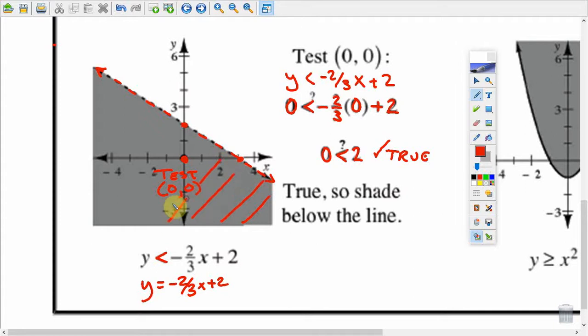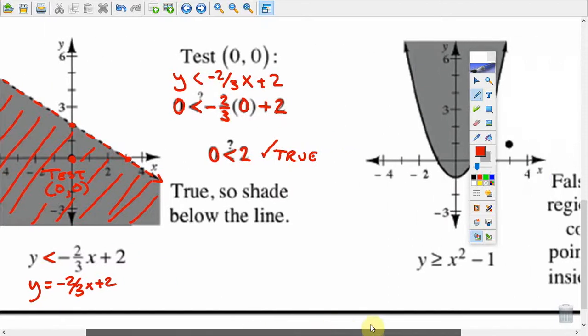And we're going to shade everything below the dashed line. So what that means is that any point in that region is a solution to the inequality, and any point in the unshaded region is not a solution.